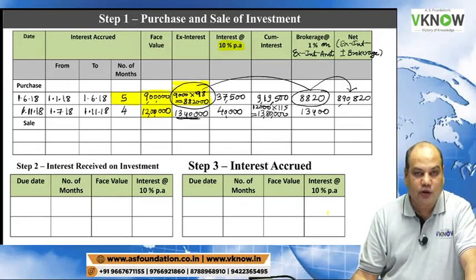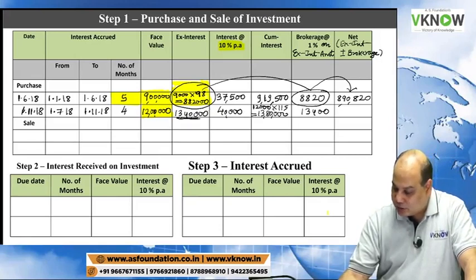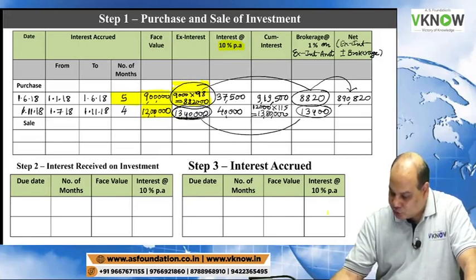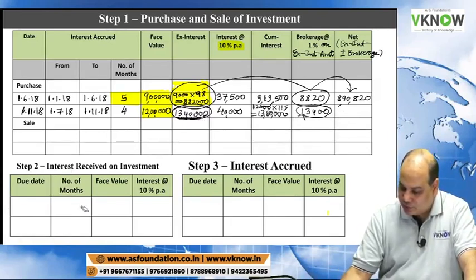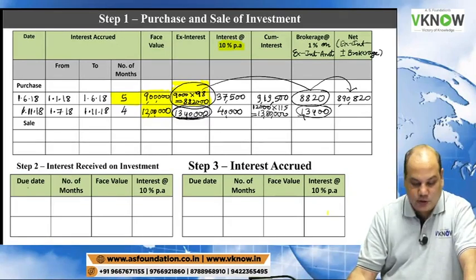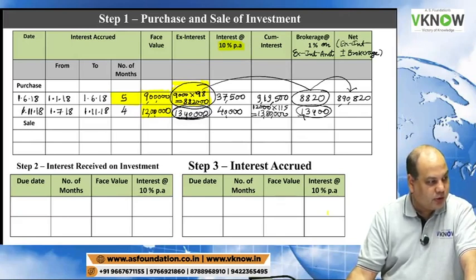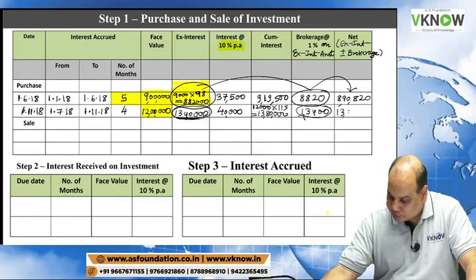Brokerage amount is 13,400. Add the ex-interest amount and the brokerage, these two figures you will add, then you will get this amount. That is the amount of investment that you need to capitalize. So any answer for that? Ex-interest plus brokerage equals 13,53,400.